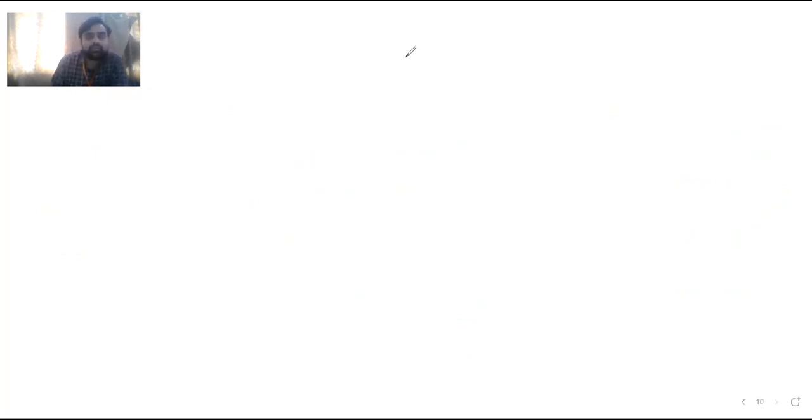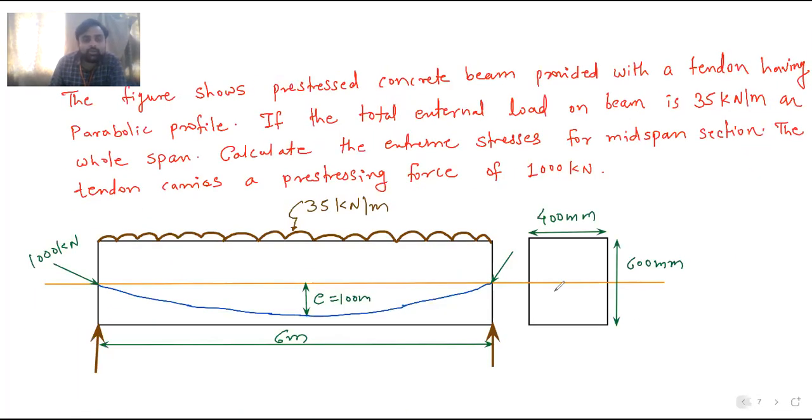Now load balancing concept. See what is the difference between earlier problem and this problem. In earlier problem, point loads were given. So for the point loads, we have used 2P sin theta. But now if you see this problem, on the beam, point load is not acting. On the beam, UDL is acting. So you have to use the formula of UDL for the load balancing concept.